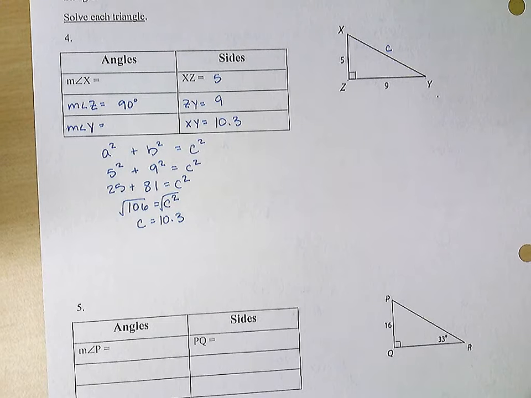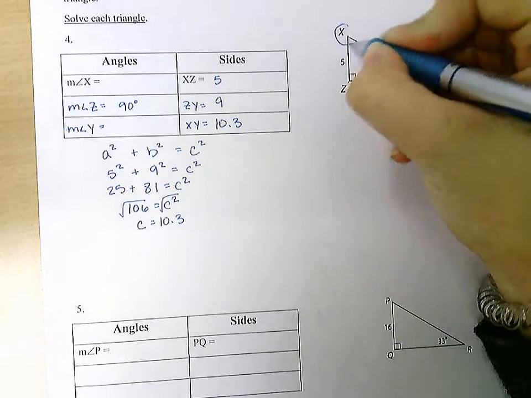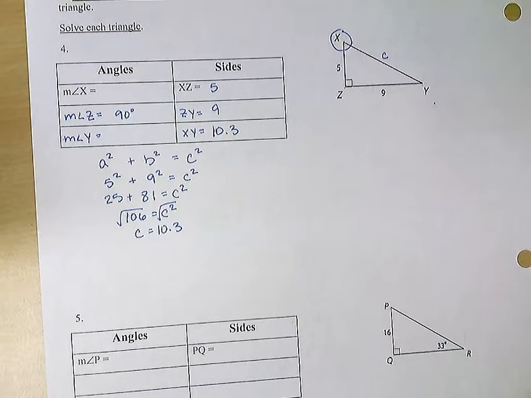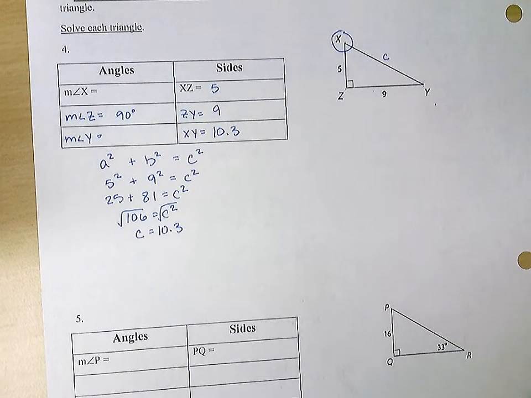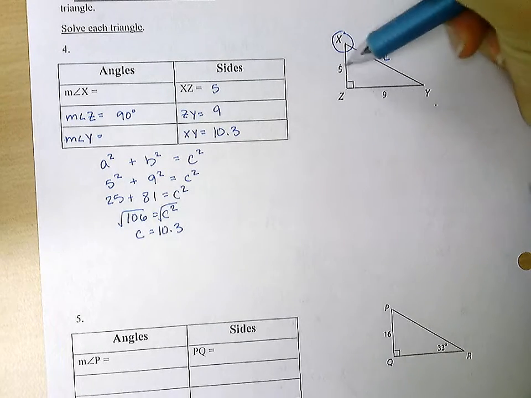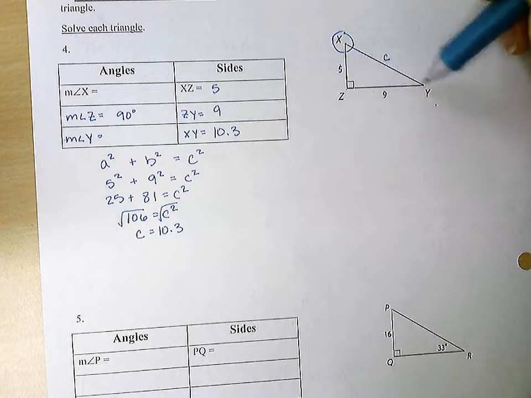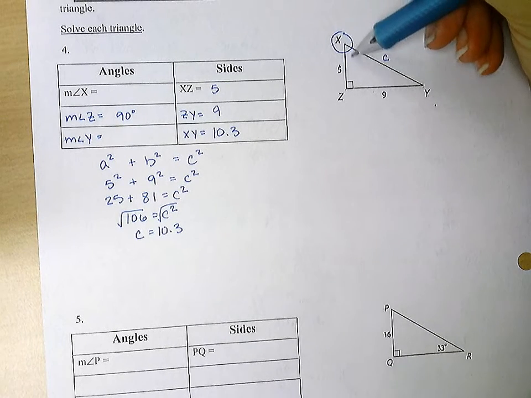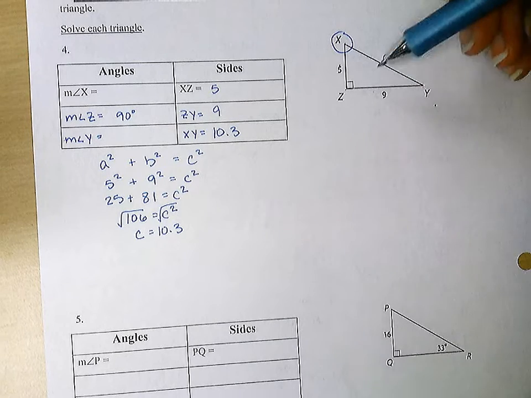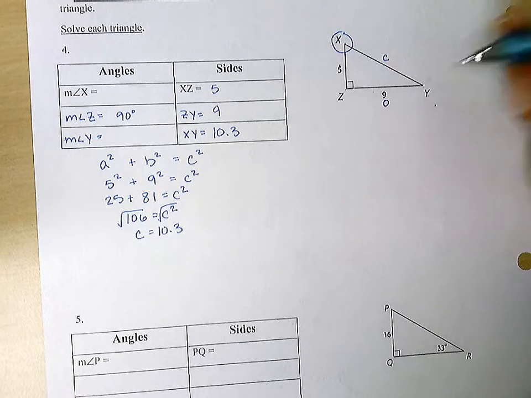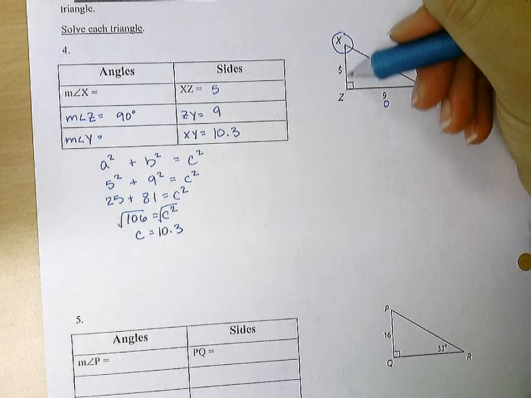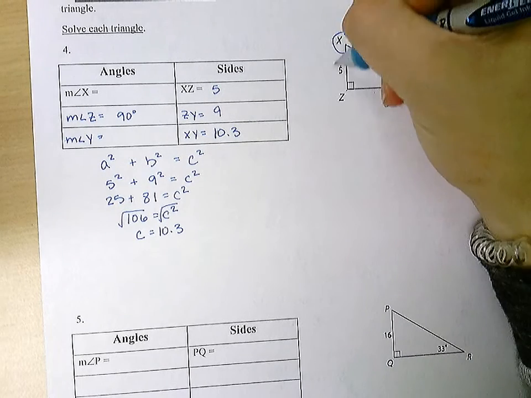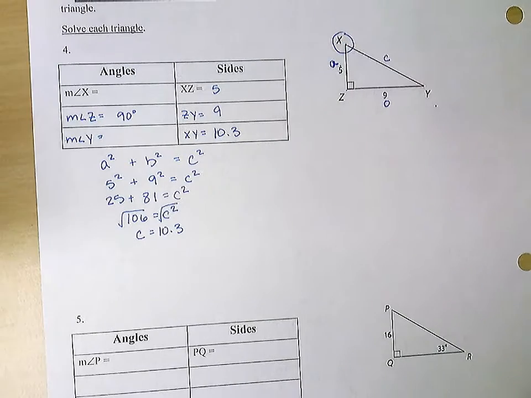So which angle do you want to solve for first, X or Y? Doesn't matter. I'll just do X because I heard that one first. So I'm going to solve for angle X. I'm going to use my 2 sides that I'm given here, this side of 5 and this side of 9. Well, that side of 9 is across from the angle I'm looking for, so that would be your opposite side. And this side of 5 is next to the angle I'm looking at, so that would be adjacent.